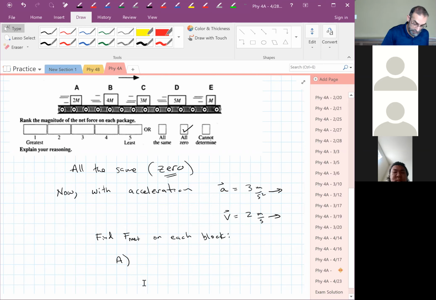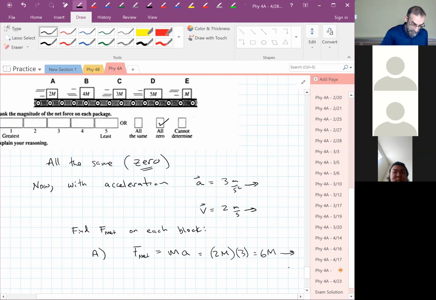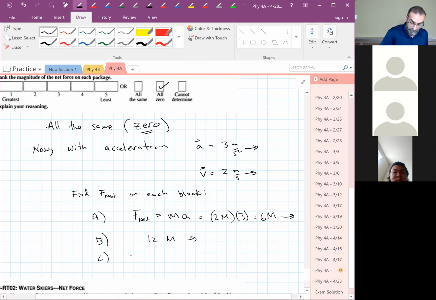Okay, so F equals ma, right? The net force is the mass times the acceleration. And so here we have 2 times 3, 6M to the right. And for the next one, it would be 12M. And the next one, 9M. And then 15M. Is that right? And then 3M.